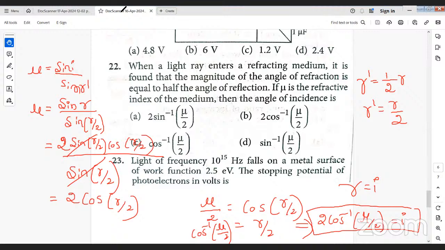Yes. So in physics, first you should remember the formula. Second, you should know what question they have given. You need to understand that.